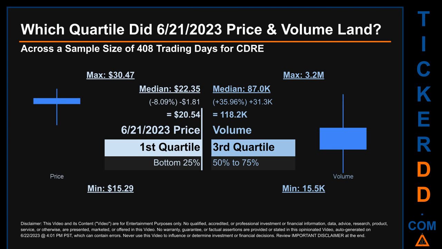Quartiles tell us about the spread of a data set by breaking that data set into quarters, just like how the median breaks the set into half. Descriptively, CDRE has a median price of $22.35. Therefore, June 21, 2023 price was lower from that middle marker by 8.09%. The day's volume of 118.2 thousand was more than the median by 35.96%.